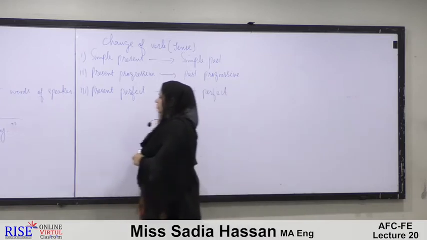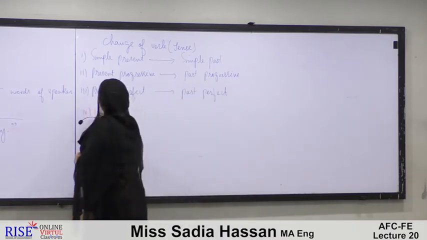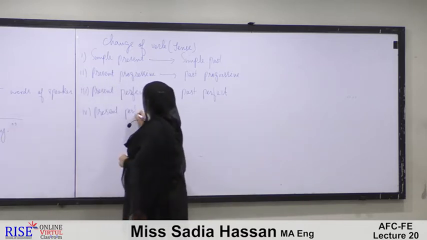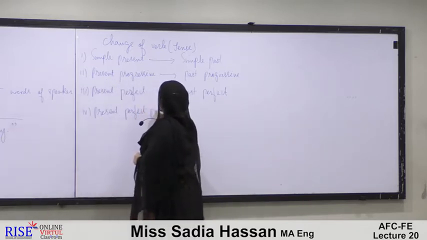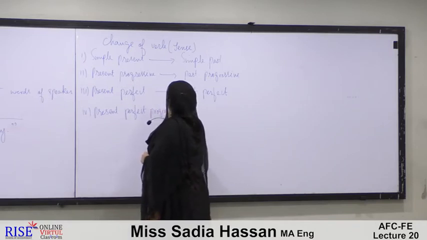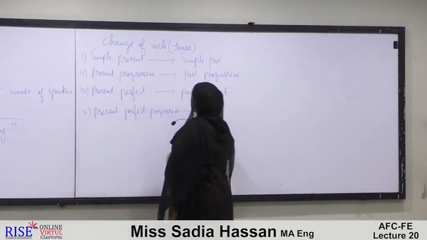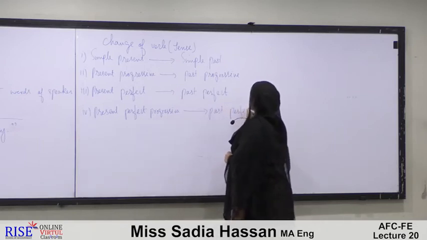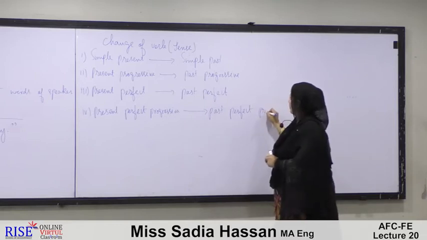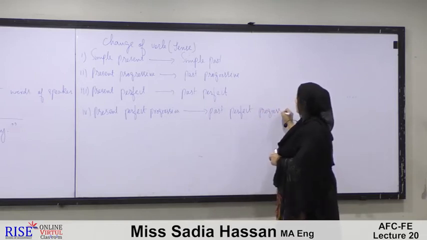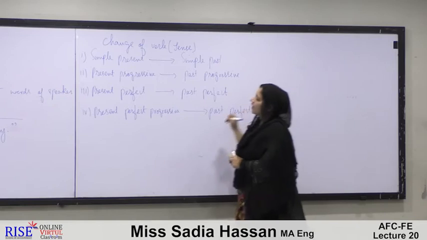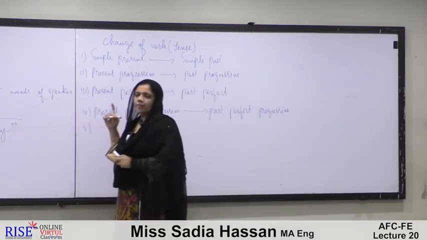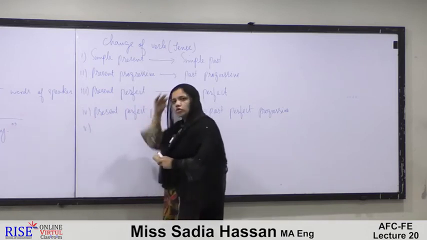Rule number four: present perfect progressive is changed to past perfect progressive. Rule number five: this was all with the change of the four breakups of present tense. Now we move on to the past tense.